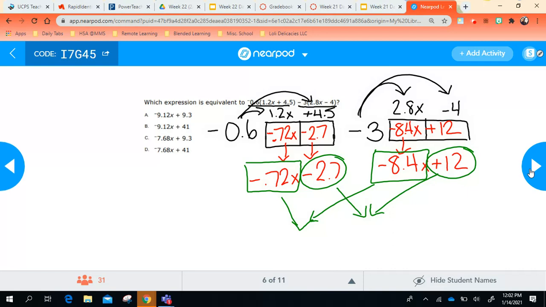These are all representing a number of variables. So when I combine my negative 0.72x minus 8.4x, what does that give me? Negative 9.12. So what you probably did was 7.2 instead of 0.72. That's fine. You're not the only one.